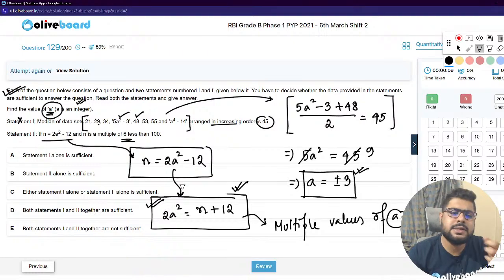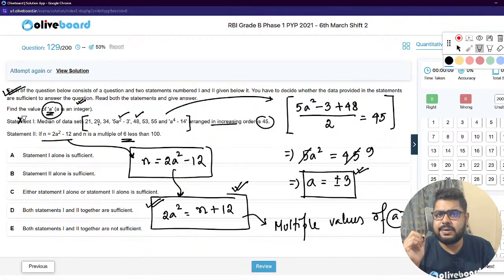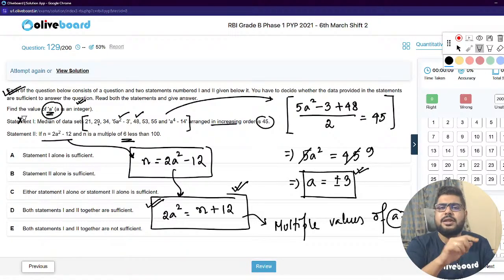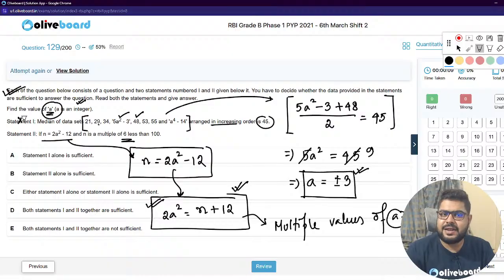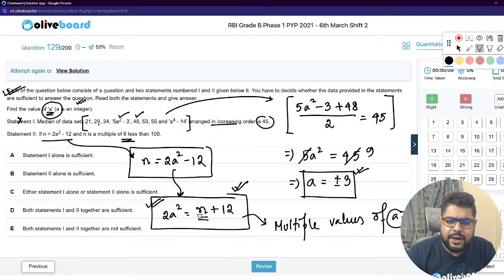Please understand, you will say, sir, then why aren't you taking it? Because it's a data sufficiency question. They are not asking you to figure out the value of a. They are asking whether we can figure out the value of a. Correct? So that means, if you put different values of n here, you will get different values of a.